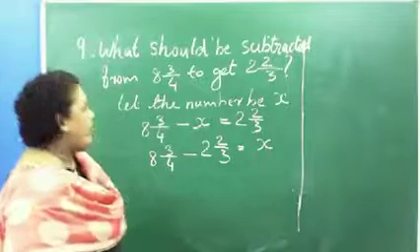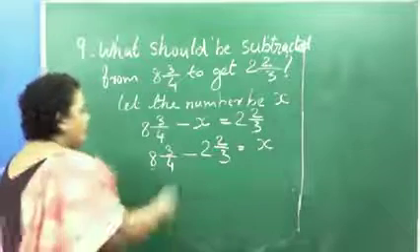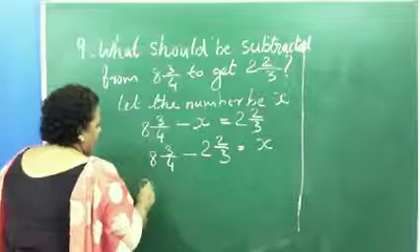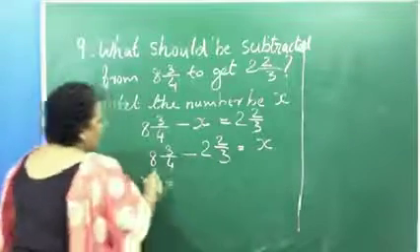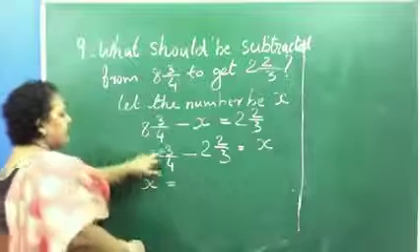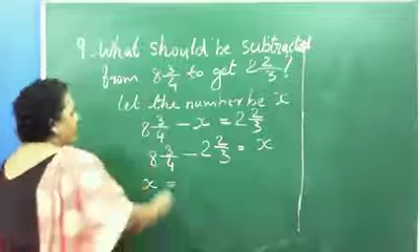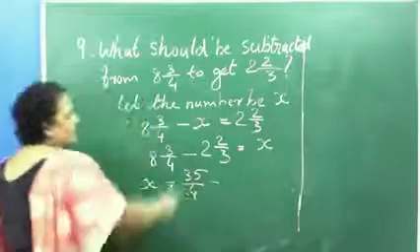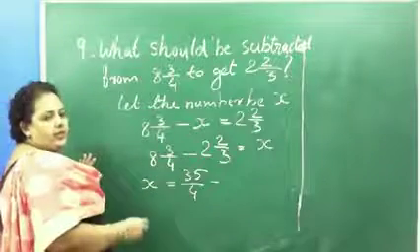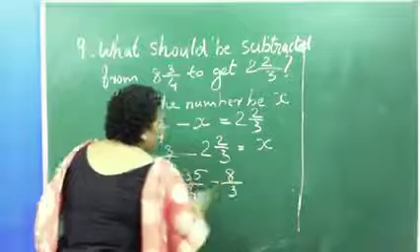Now we have to find the value of x. Here I am just writing this x. x equal to, we can write x in the first position. x is equal to 8 3 by 4. When we convert 8 3 by 4, it becomes 35 by 4, minus 2 2 by 3. What does 2 2 by 3 become? It becomes 8 by 3.